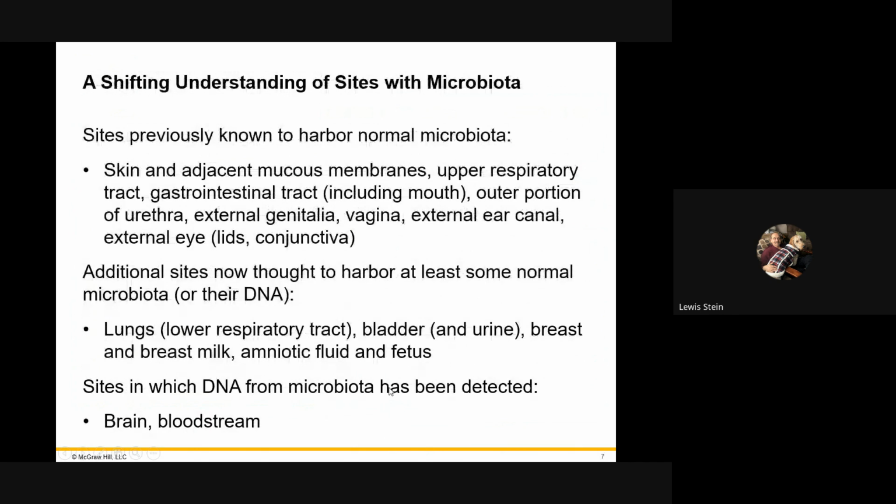Okay, and there's a lot of overall influences. So take a look. Sites previously known, anywhere on your skin, anywhere inside your mucous membranes, any of the linings, mouth, nose, anogenital region, you figure it. Okay, GI, outer portion urethra, external genitalia, vaginally, external ear, eye, etc. Lungs, you're inhaling microorganisms. Some of them are going to get down here.